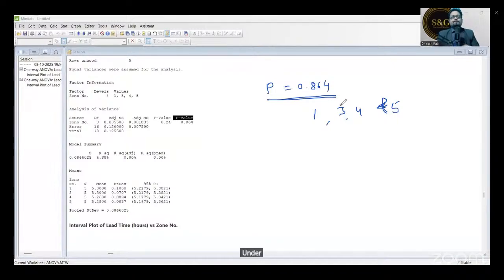Understood this one? And this is called ANOVA. Where can you use ANOVA, by the way? Where can you use ANOVA? Type in the chat box. Where can we use it?